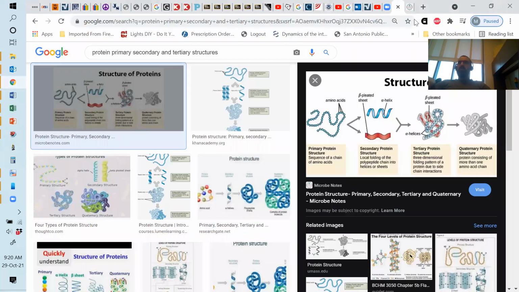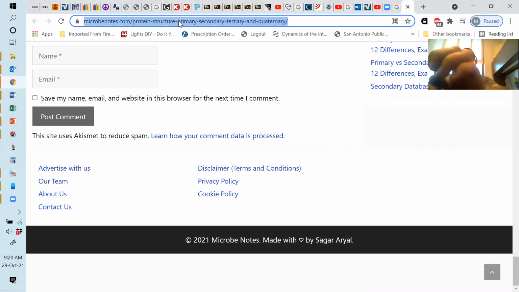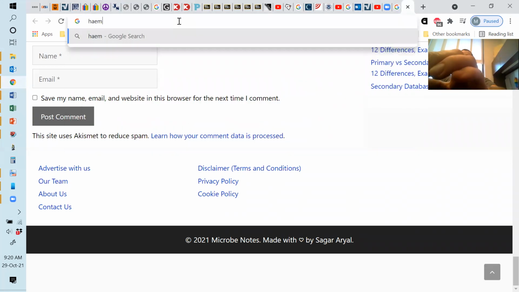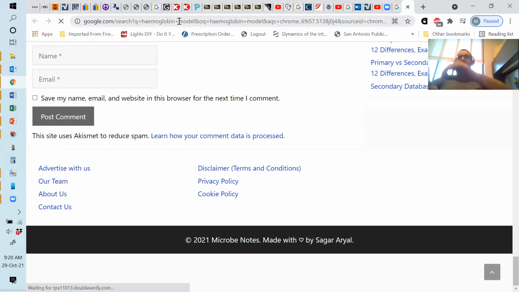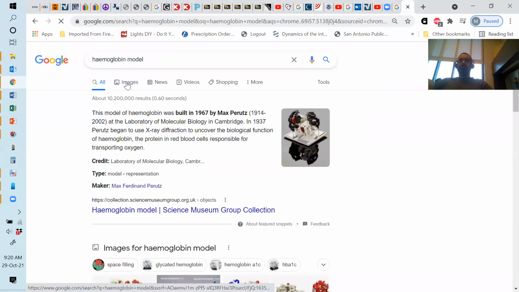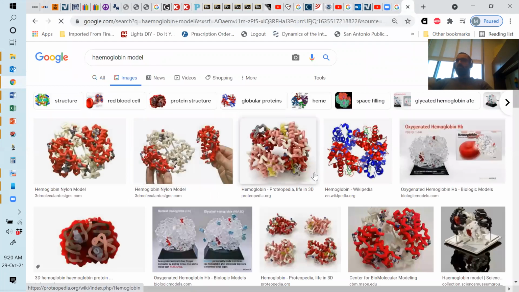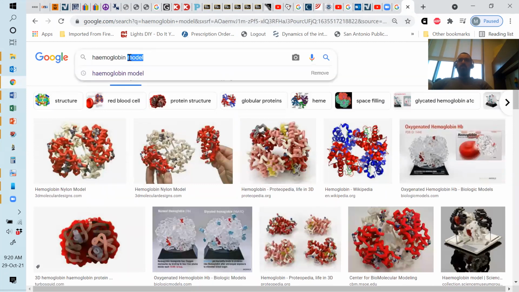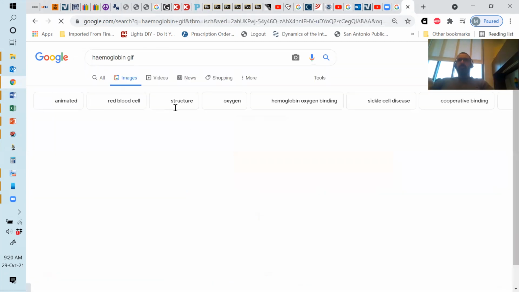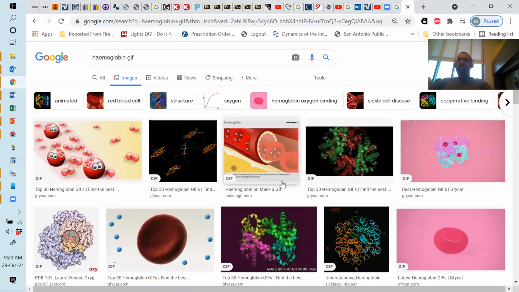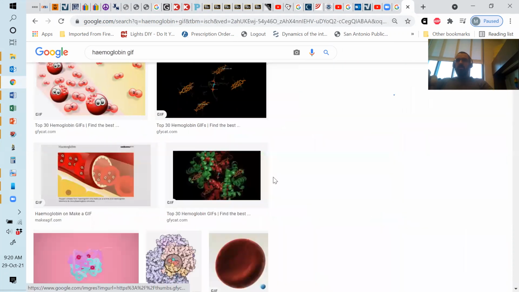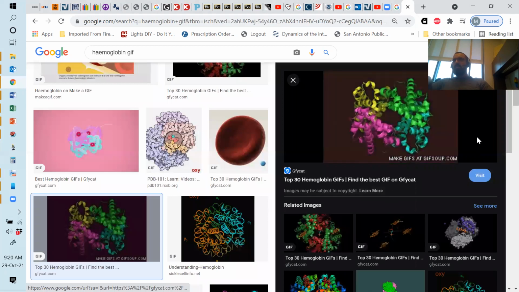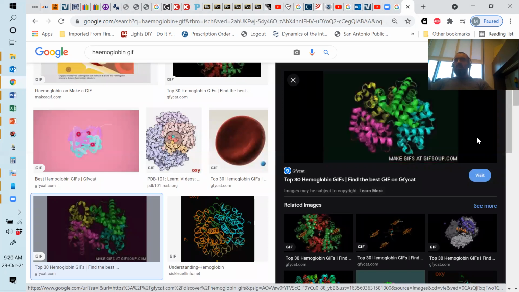So let's see if I can find my fave quaternary structure. I wonder if I can get a GIF. Oh no, I don't want that nonsense. There you go. Is this going to work? Oh, that's kind of fancy.